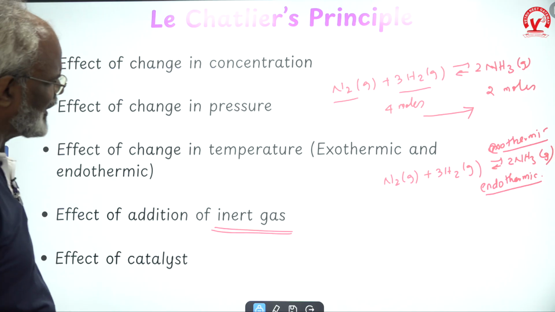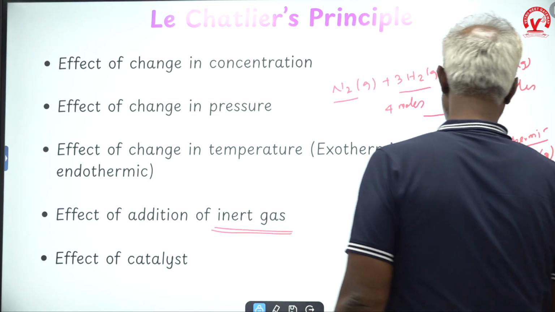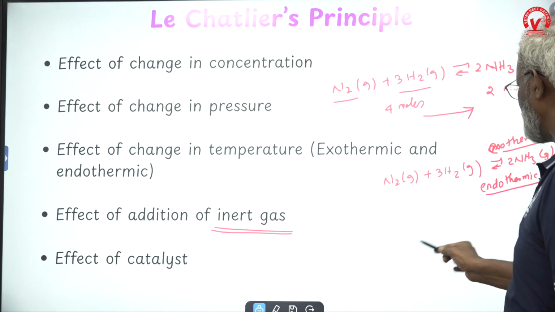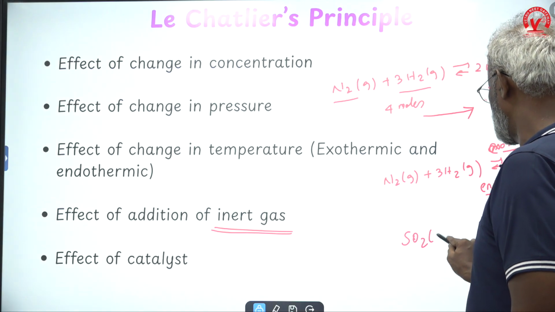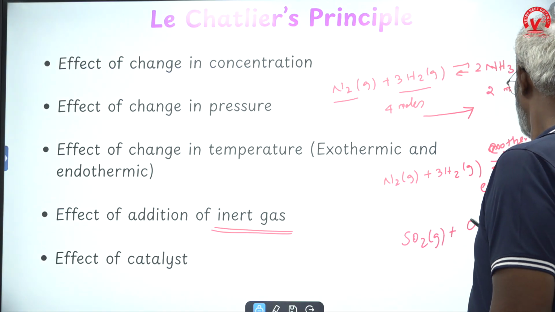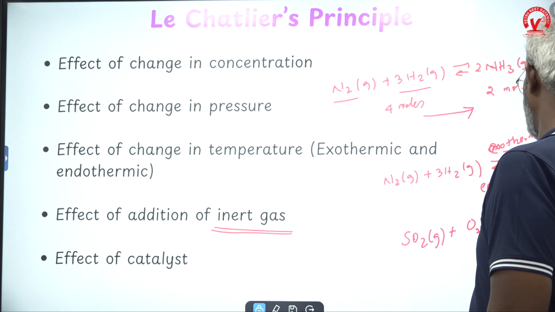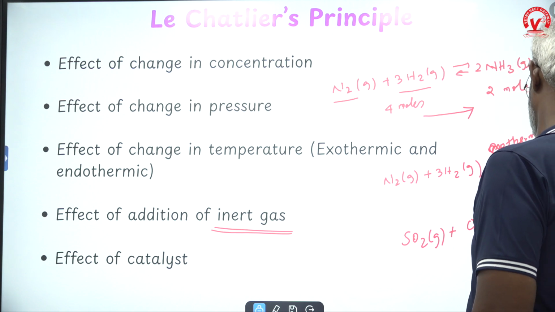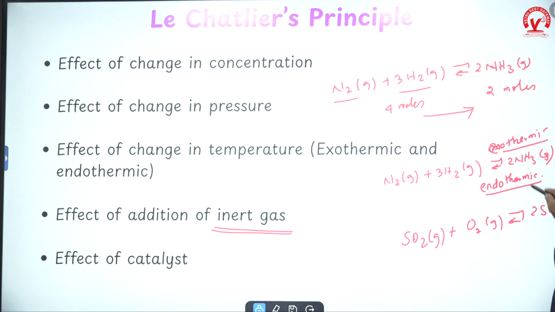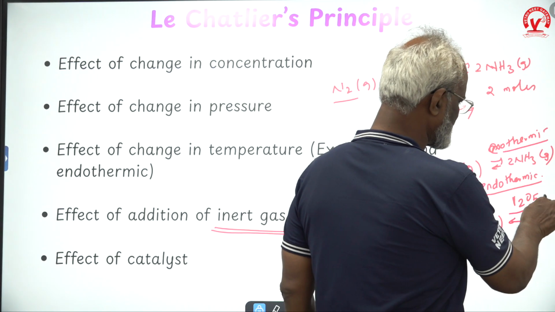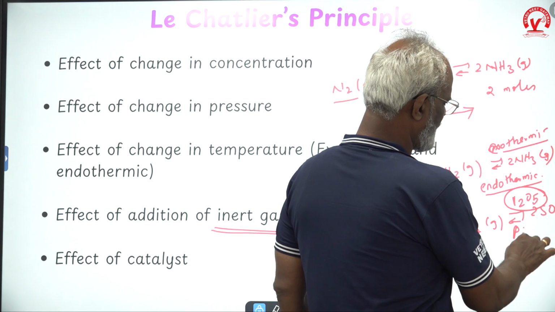Therefore, even in the production of ammonia, we are using a catalyst. Similarly, there is another important process called the contact process: SO2 gas plus O2 gas giving 2SO3 gas. For this reaction also we use a catalyst, which is V2O5. So for the contact process we are using the catalyst V2O5 or platinum.